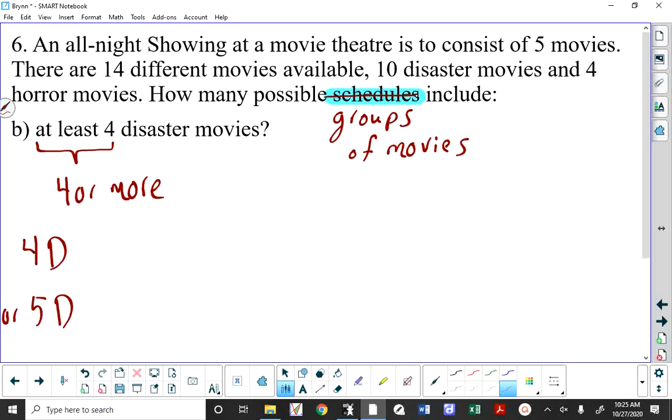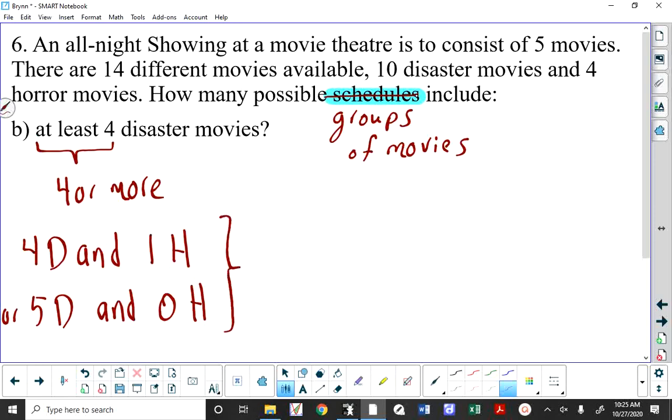This is kind of similar to the question we did earlier with at most 1 male, although that was at most and this is at least. If we have 4 disaster movies, we also need 1 horror movie. And if we have 5 disaster movies, we need 0 horror movies. These numbers have to add up to 5 for each selection. So 4 disaster and 1 horror, or 5 disaster and no horror.